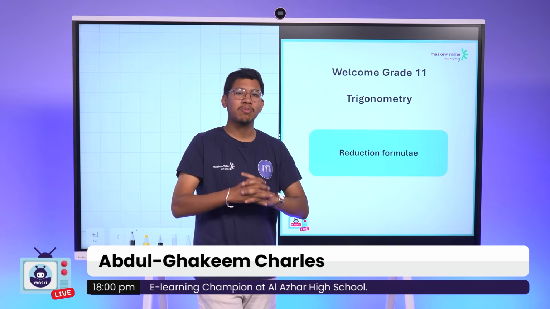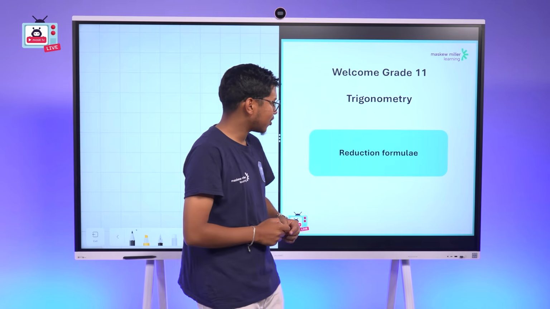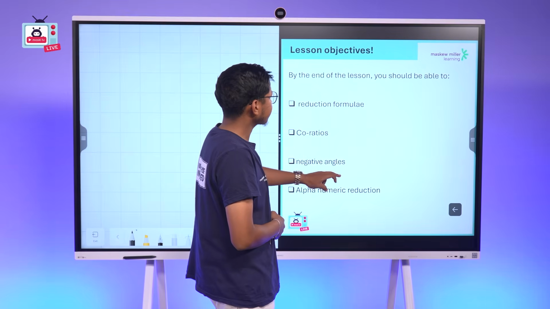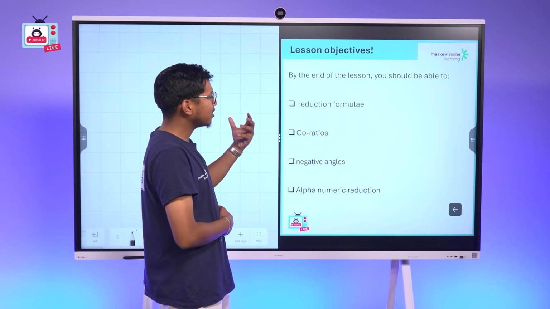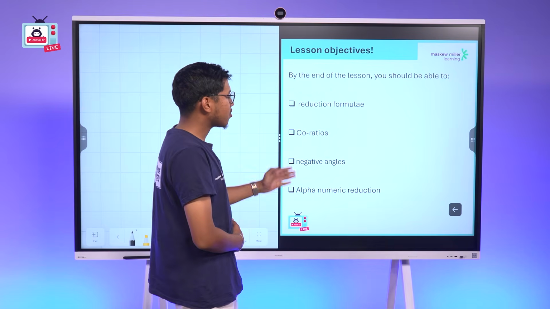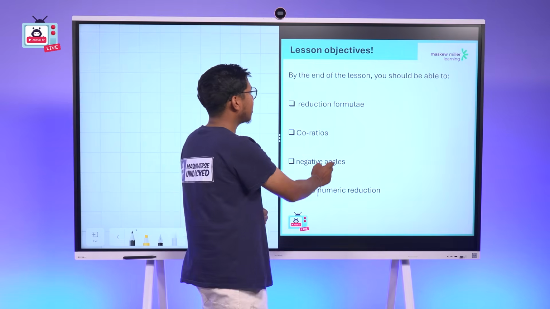Today's focus point will be on the chapter trigonometry, and more specifically we're going to focus on the reduction formulae. Alright, so our objectives are as follows. We need to understand what it is to reduce a trigonometric expression. We need to understand the concept of co-ratios, negative angles, as well as numeric reduction.